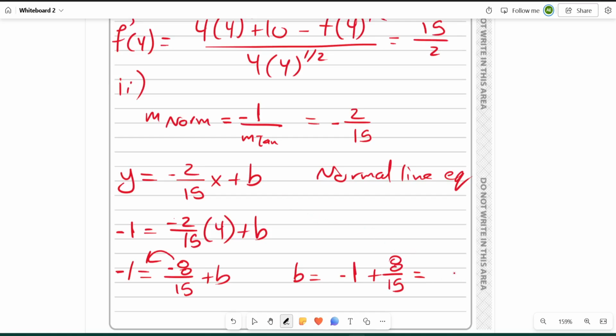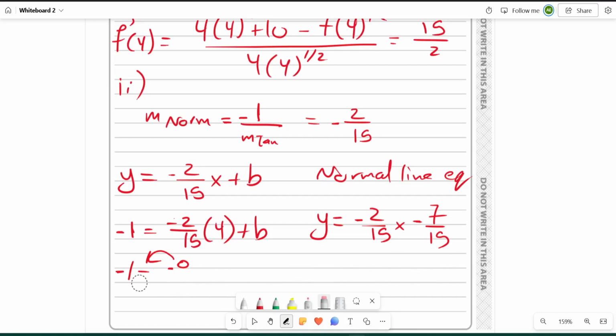negative 7 over 15. So now you have to always remember to rewrite the equation of the normal line, which is going to be y equals minus 2 over 15 x minus 7 over 15, and that is going to be my final answer for part A ii.